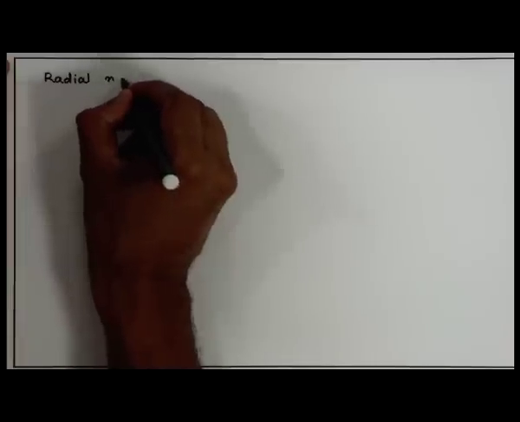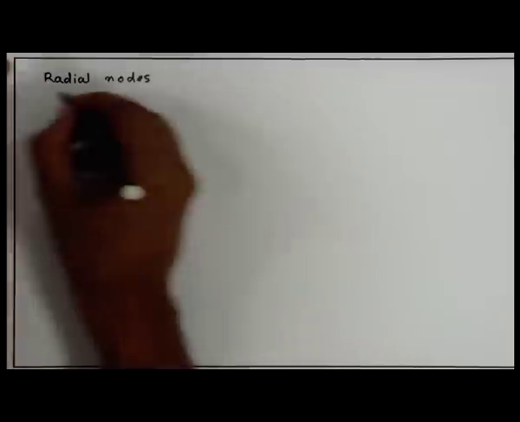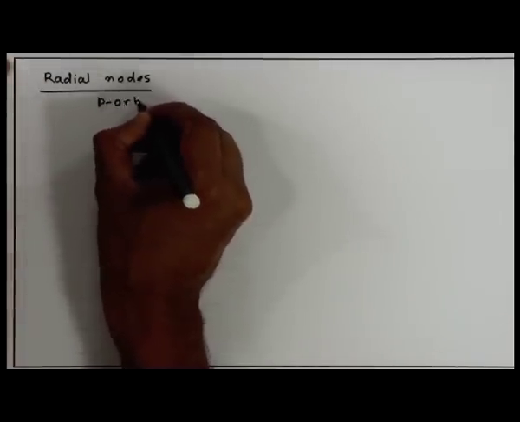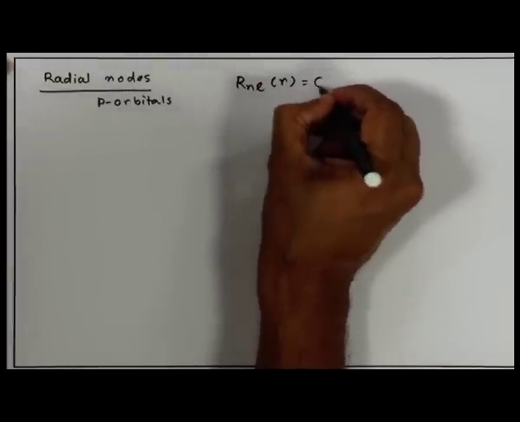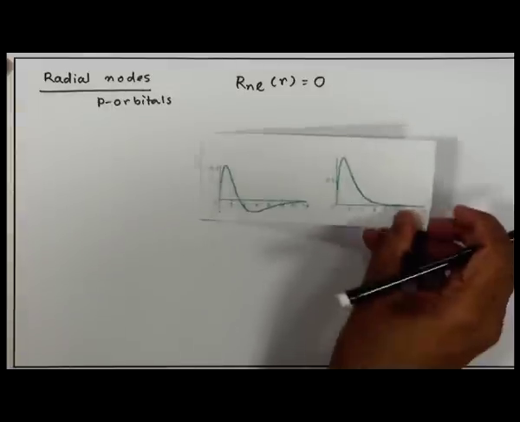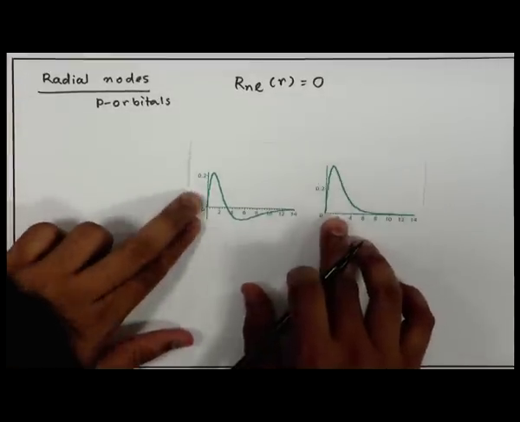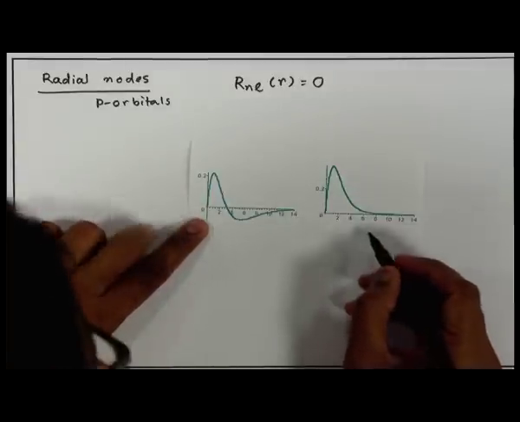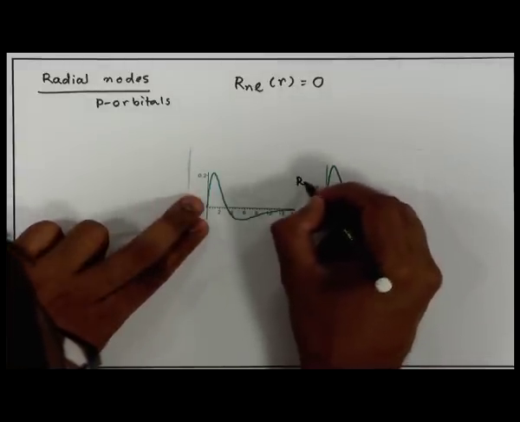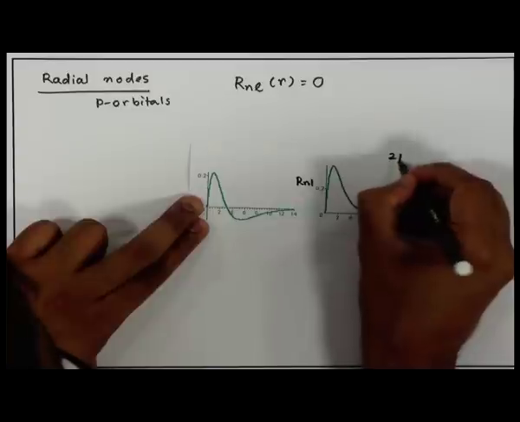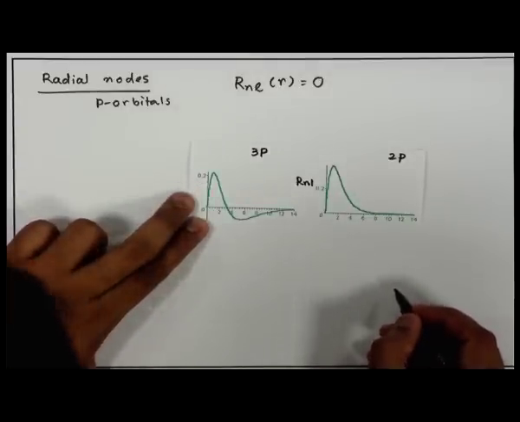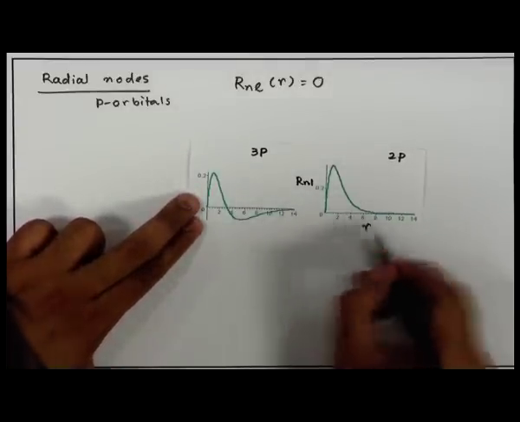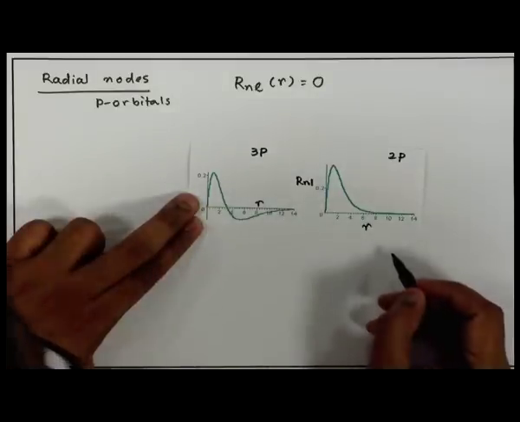Now, we will discuss the radial nodes for p orbitals. Again, a radial node is obtained when the radial component of the wave function vanishes. I have 2 pictures here. The picture on the right hand side shows the radial component of the wave function for a 2p orbital, and the left hand side picture shows the radial component of the wave function for a 3p orbital, and the x axis is again the distance between electron and the nucleus.